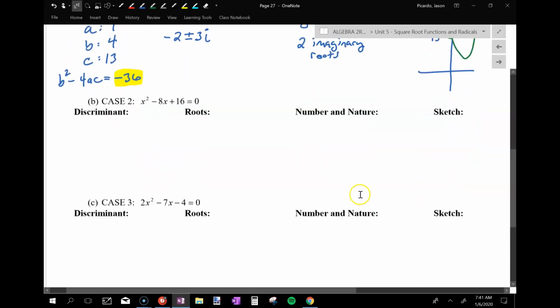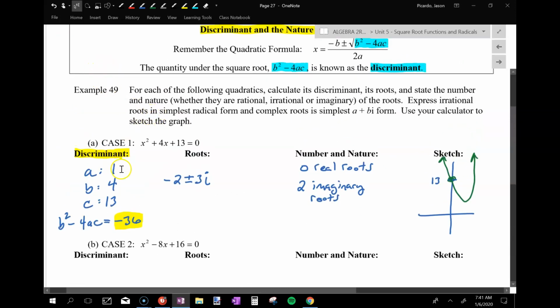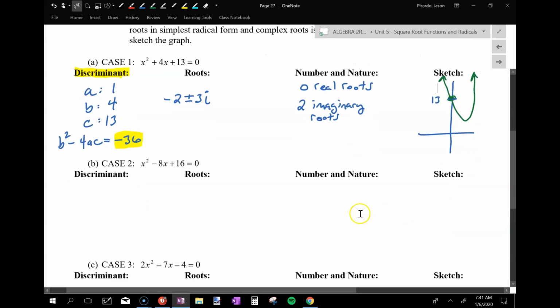All right. So this is one case. Now, what do I mean by case number 1? There are 4 things that can happen when I find the discriminant. This is one of them. No real roots, 2 imaginary roots. Sketch looks like this. So far, so good? Okay, let's look at the next case.